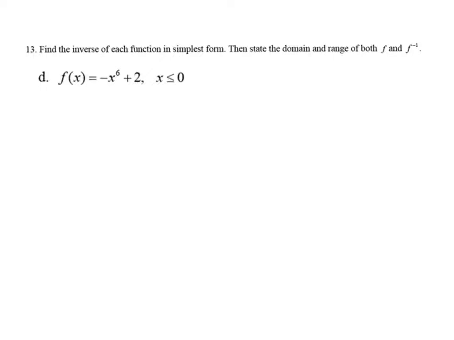The domain is already given. That's x is less than or equal to 0, so I'm just going to rewrite that in interval notation. That will translate into negative infinity, comma, 0 with a square bracket.